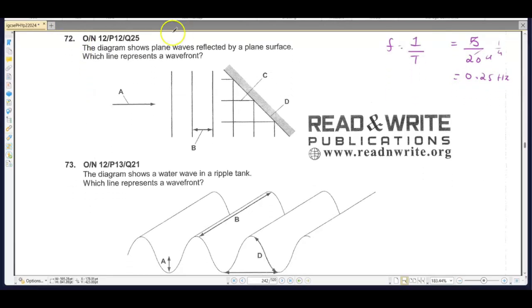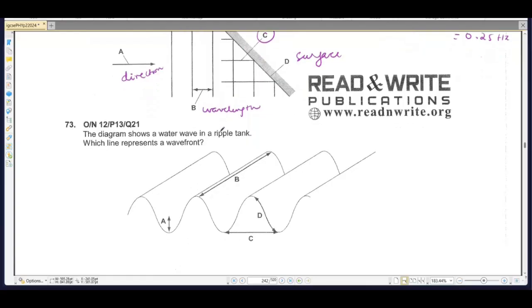Question number 72. The diagram shows plane waves reflected by a plane surface. Which line represents a wavefront? Now B is the wavelength. And D basically is the barrier, the surface through which the waves are reflected. So this is the direction of the wave. They've asked us about the wavefront. So C is the only option that represents the wavefront. So C is our correct option.